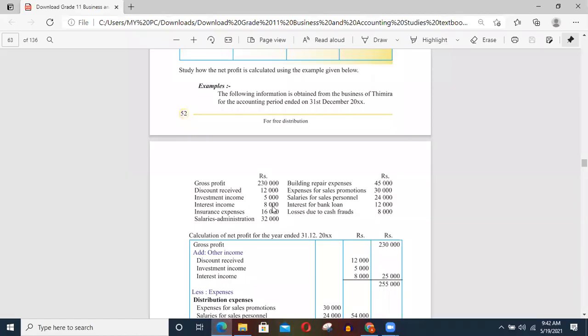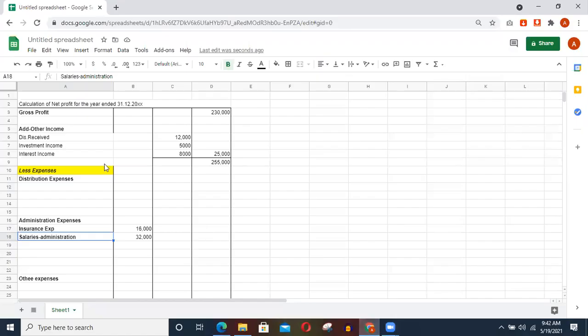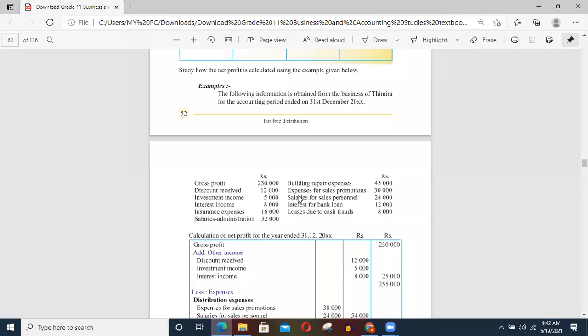Okay. And the next one is building repair expense. Even that once again comes under administration, right? So let's move over there and enter that as well. Building repair expense 45,000 also comes under administration. And now let's look at the next one.